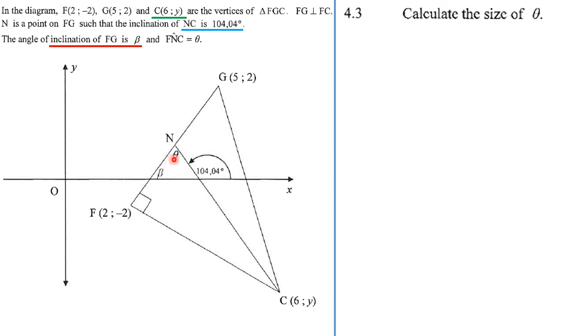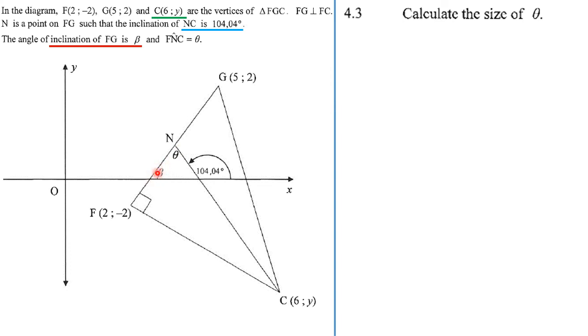If this is theta, we know that theta plus beta should be equal to the exterior angle. Automatically, it means theta will be equal to 104.04 degrees minus beta. So what is this telling us? This is telling us that if we can find the value of beta, then we know the value of theta, because at the present moment we have two unknowns. We don't know theta, we don't know beta. If you have two unknowns, it means you need two equations, and then you must solve them simultaneously.